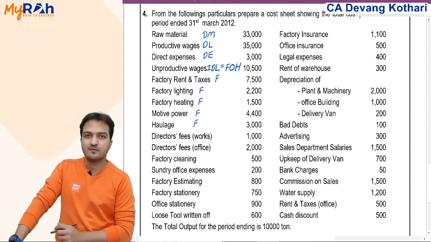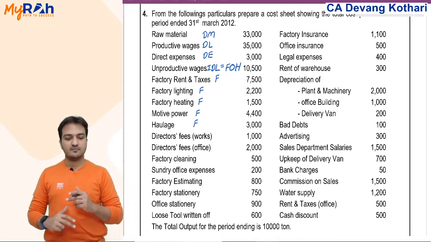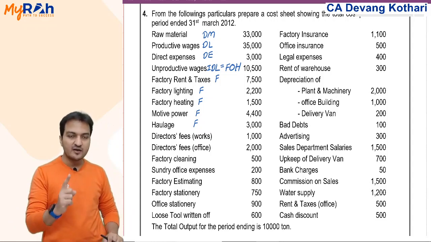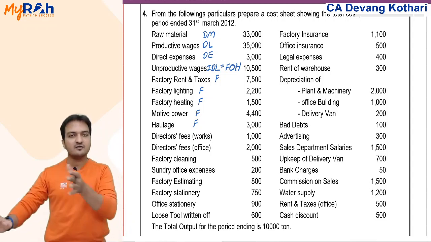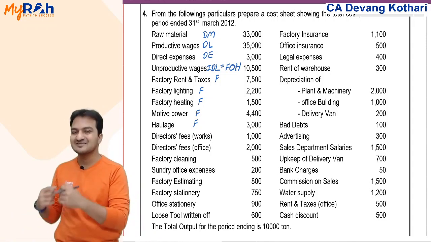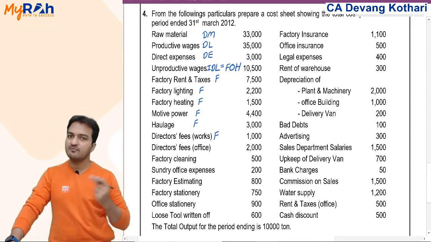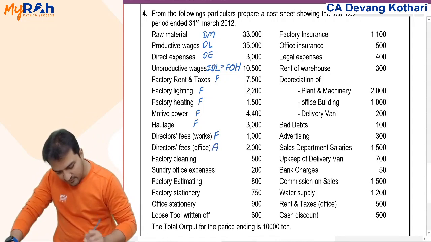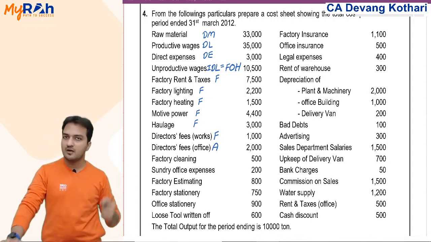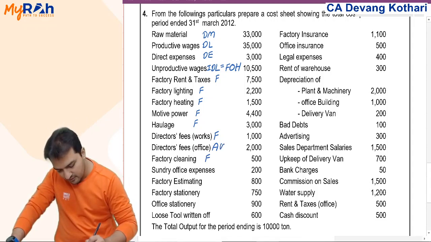Then director fees. Now look, a director is not always general admin, because a director might be responsible for a variety of things. Say for example, I have two directors in my company. One director handles all the factory operations and the second director handles all the general admin work. Then the director who handles factory operations, his fees will fall under factory overheads. And the director who handles routine admin work, his director fees will fall under admin overheads. Yes, so director fees works meaning factory. Director fees office meaning admin. Factory cleaning, yes, goes under factory. Acha, and this admin, when I say, it will go under general admin.